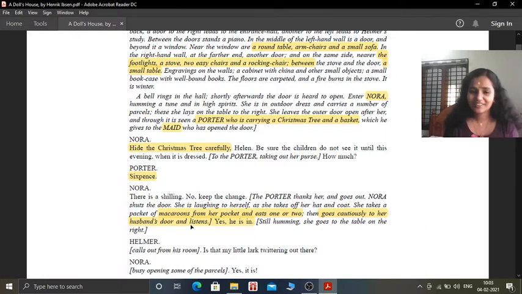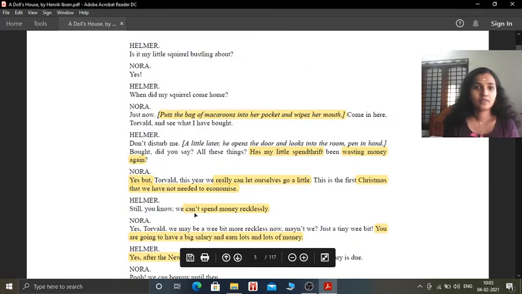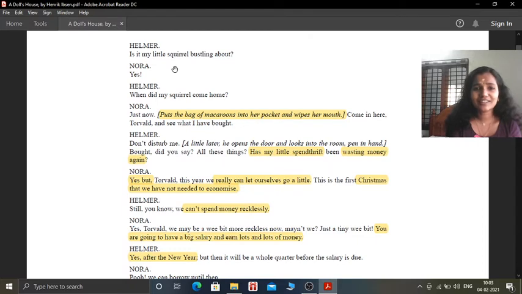Then he asks, "Oh, is my darling here? Is she back?" And Nora replied, "Yes, it is." Oh, what a loving husband. What do you feel? Okay, he is lovely. Again he is asking, "Is my little squirrel bustling about?" Oh, is my wife, my little squirrel, saying something.